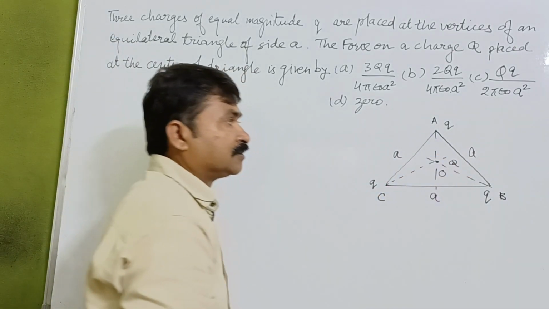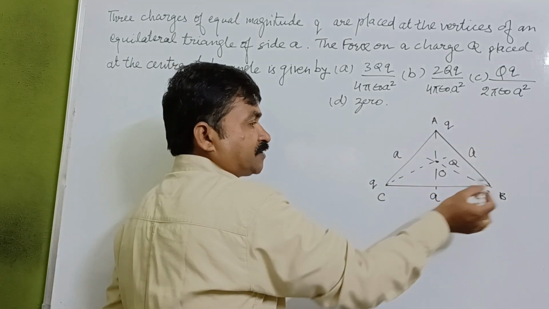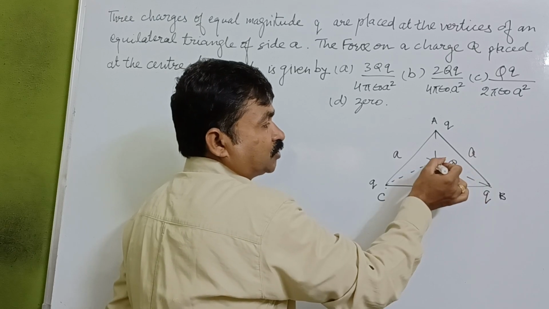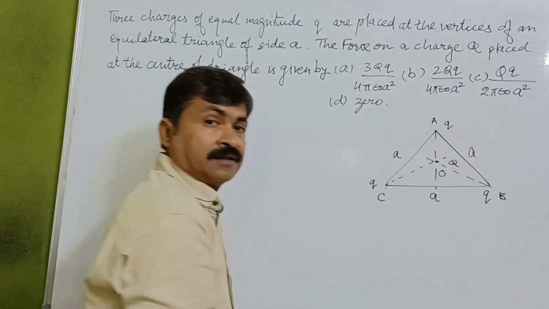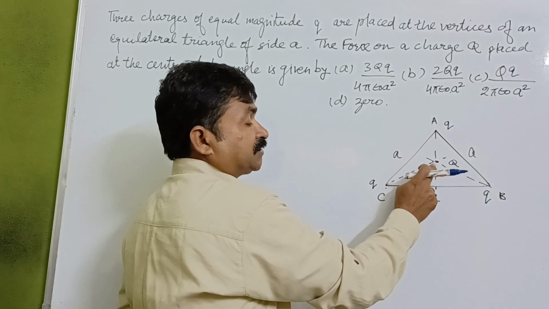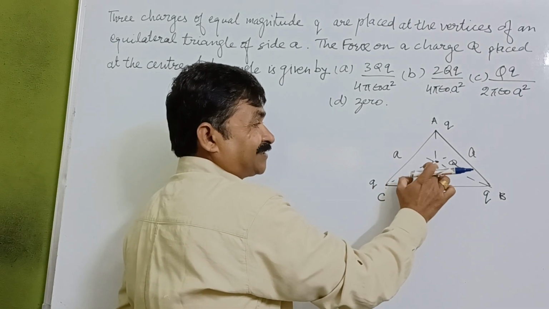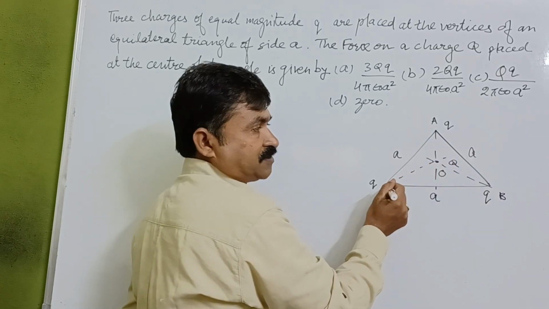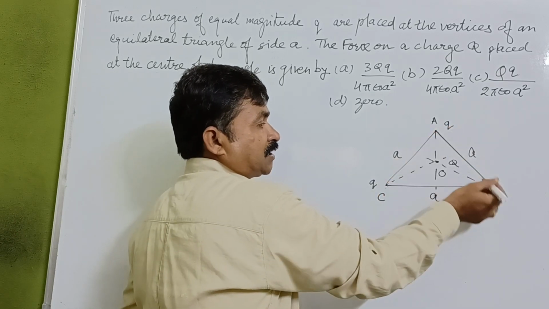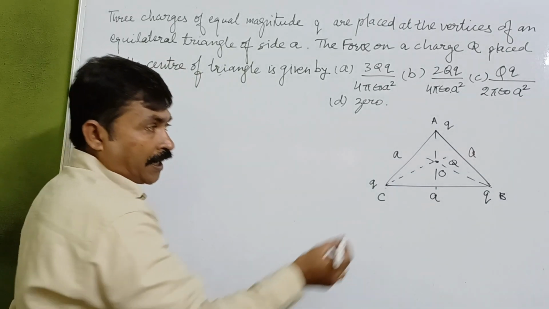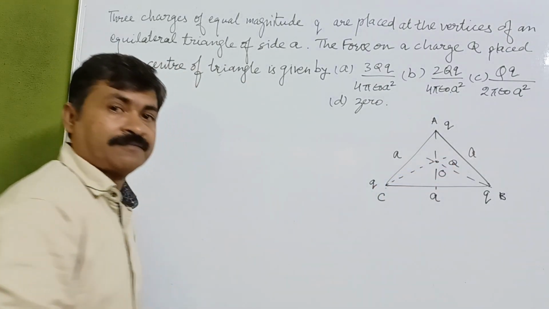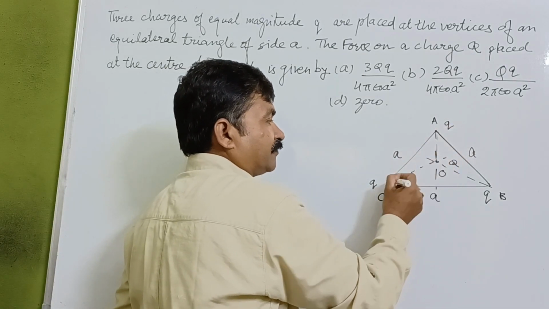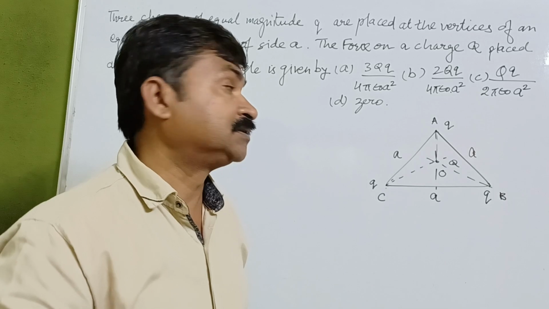Now these three charges are placed at the vertices, and there is another charge Q placed here at the center. There will be a force because of this charge, this charge, and this charge. So first of all, we have to calculate the distance from the vertex to the center to know the force.